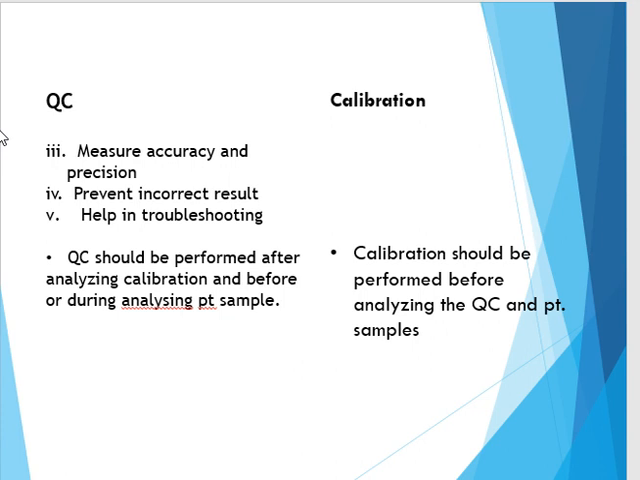Okay, the QC function is to measure accuracy and precision, prevent incorrect results, and help in troubleshooting. So QC should be performed after analyzing calibration and before or during analyzing patient samples, whereas calibration should be performed before analyzing the QC and, of course, before analyzing the patient sample.